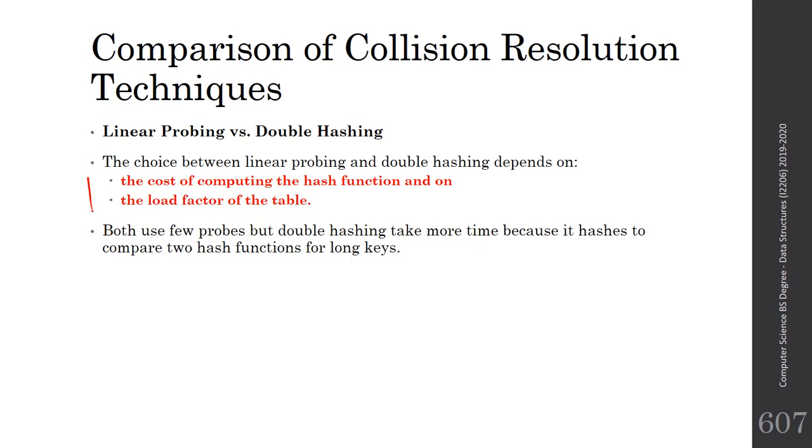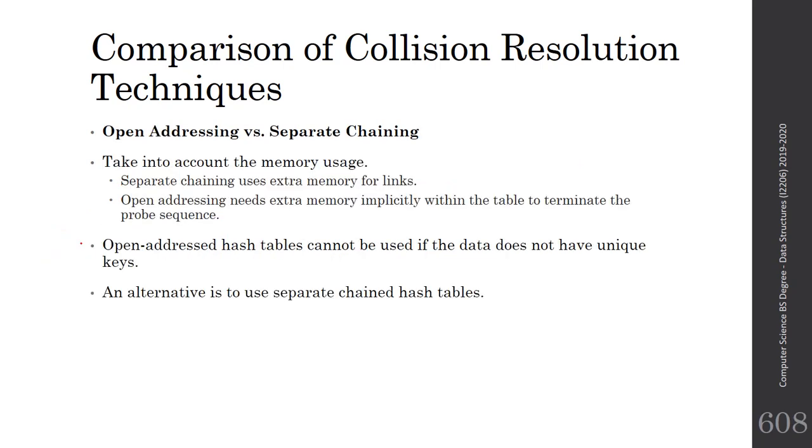And we know that both use a few probes, and double hashing takes more time because I'll be computing two hashing values. To compare open addressing and separate chaining, there's not a real comparison, because we cannot compare these two types, as they are not the same. What we can say is that separate chaining will use extra memory for links, obviously, if we are using a linked list or coalesced hashing. So there's extra information that we need to manipulate. And in open addressing, we need extra memory within the table to terminate the probe sequence.